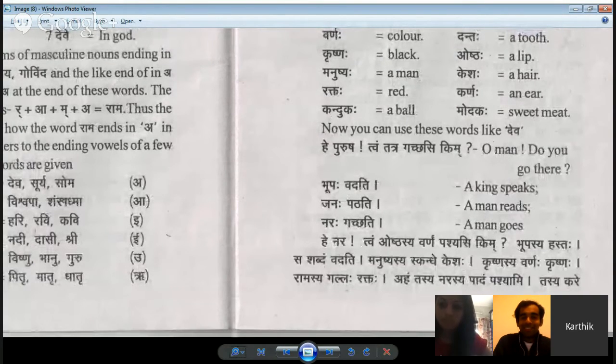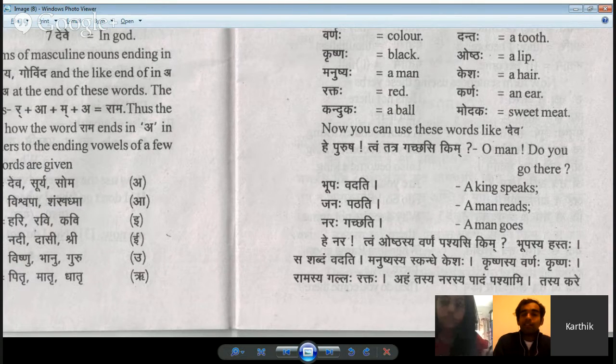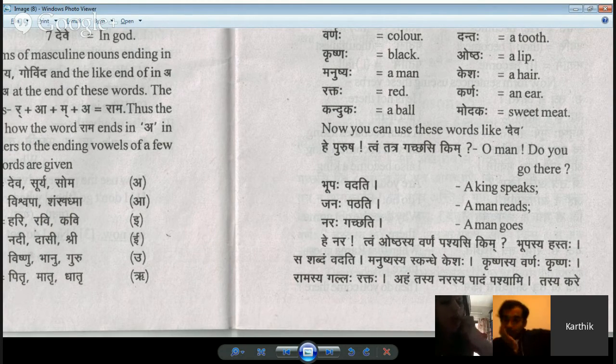The way the scheme of this book goes, we introduce some small concept and then we go to sentences. So the first example, He Purusha, Tvam Tatra Gacchasi Kim. We already saw Tvam Tatra Gacchasi Kim. Are you going there? Now he is just adding He Purusha, oh man, are you going there or do you go there? Okay. So here you can see the Sambodhana Prathama, Purusha. Because Purusha is an Akaranta Pullinga Shabda. And we know the forms, we saw the forms in the singular there. And Purusha is the Sambodhana Prathama. We saw Devaha, He Deva. Like that, this is He Purusha. Okay. He Purusha, oh man, Tvam Tatra Gacchasi Kim, do you go there?